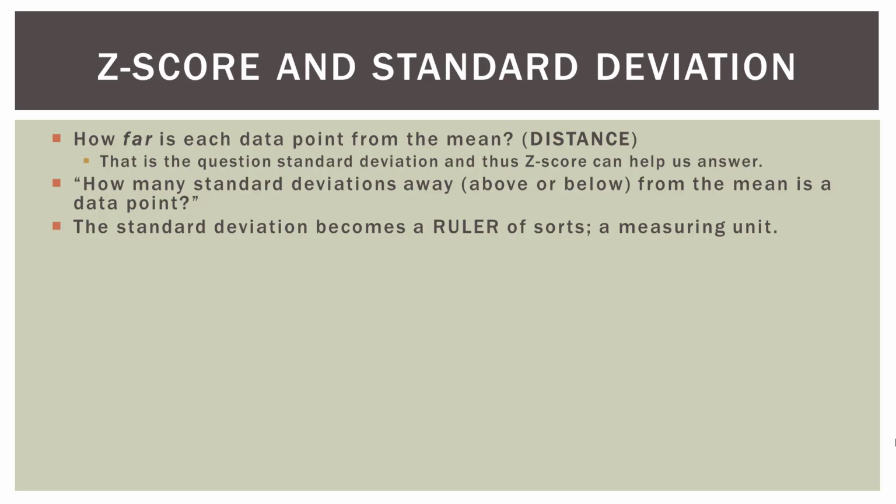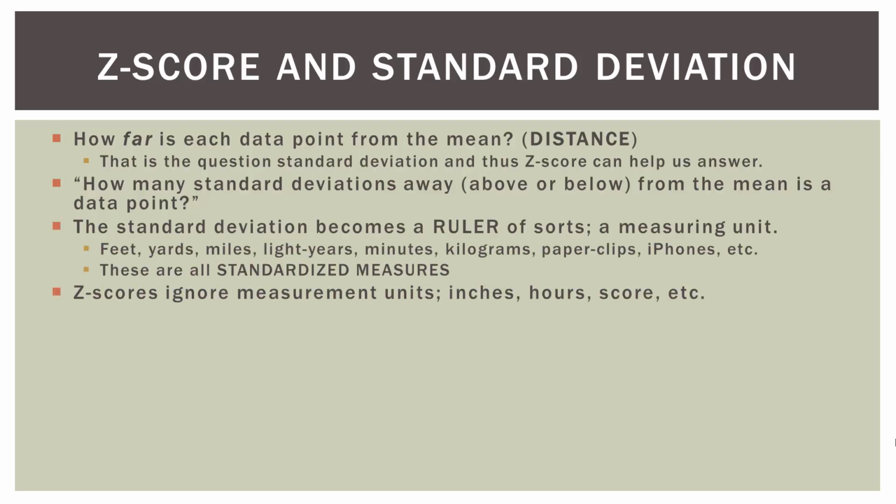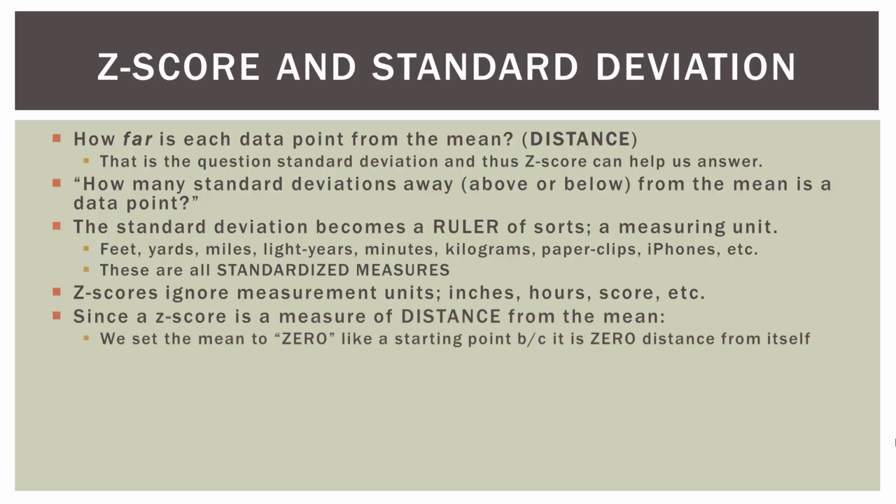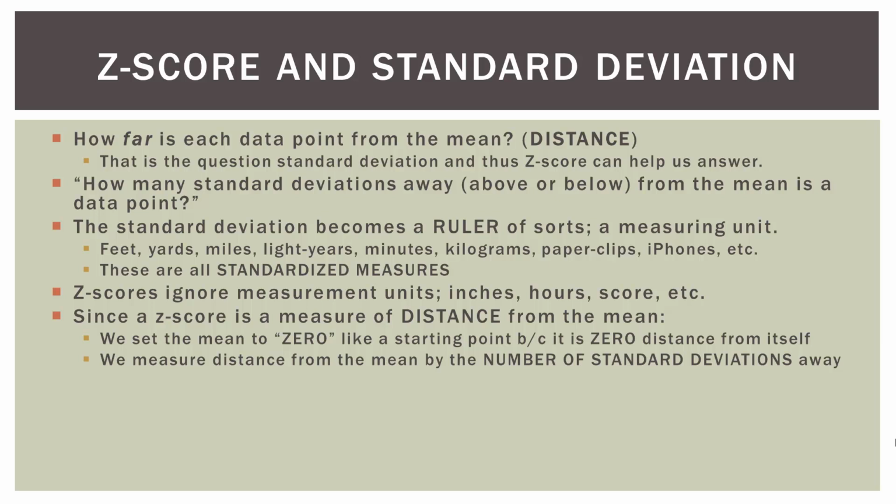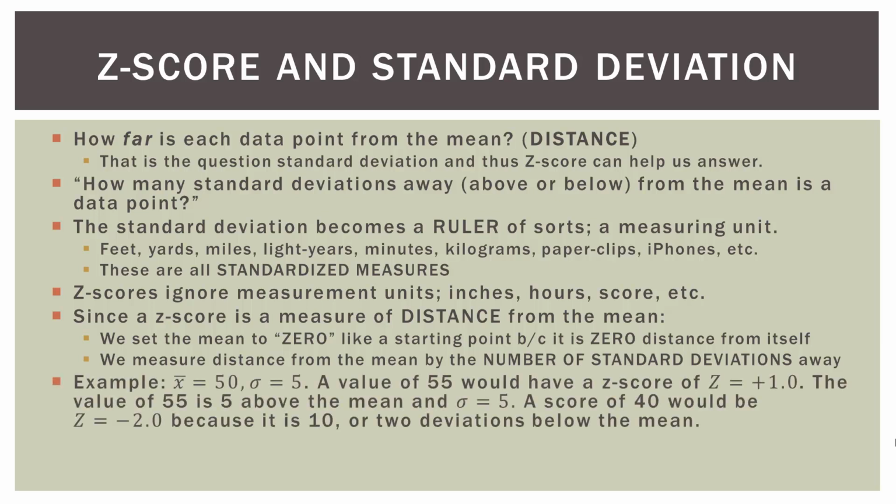So something that's 1 deviation above the mean will have a z-score of 1. It's a measuring unit. Now z-scores themselves ignore measurement units because it's just distance from the mean in the number of standard deviations. The mean is always a z-score of 0 because a data point that is the mean is 0 distance from itself. And we measure the distance from the mean by the number of standard deviations away it is.